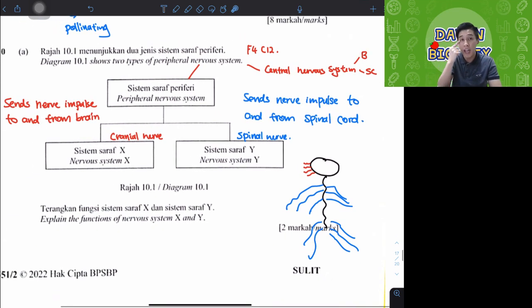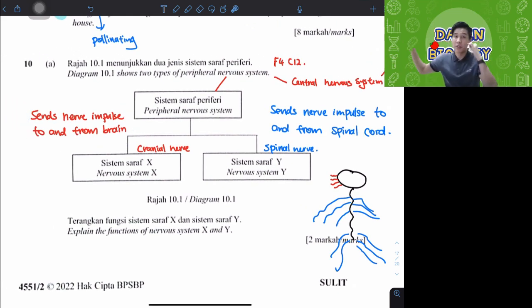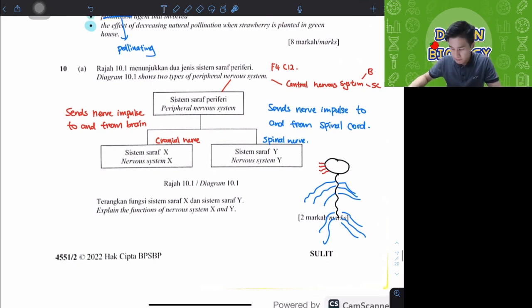However, cranial nerves, your eyes, your sight, your smell, your hearing, all this is directly connected to your brain. That's why this is just to and from the brain. Why are they directly connected to the brain and not the spinal cord? Because they want it to be quick. Whatever you see has to be fast. Whatever you hear has to be immediate, cannot have delay. Right, then that's it. 2 marks only, easy.